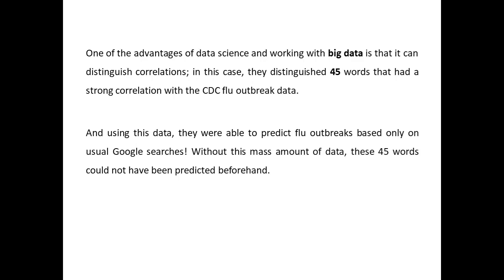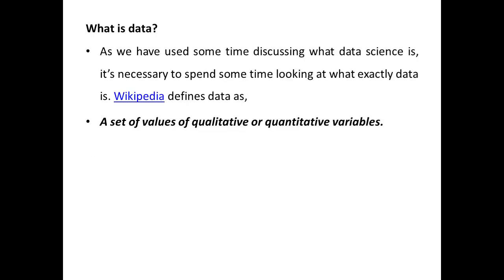One of the advantages of data science and working with big data is that it can distinguish correlation. In this case, it distinguished 45 words that had a strong correlation with the CDC flu outbreak data. Using this data, they were able to predict the flu outbreak based only on usual Google searches. Without the massive amount of data, these 45 words could not have been predicted beforehand. So this is the big reason why we need data science.